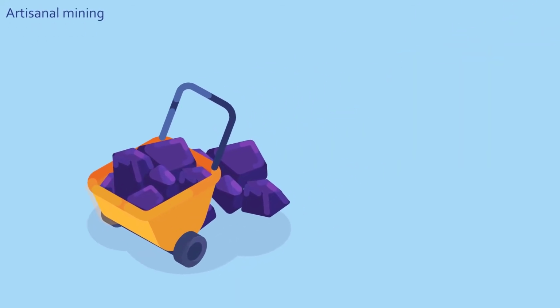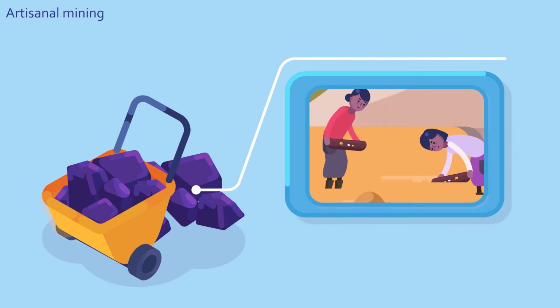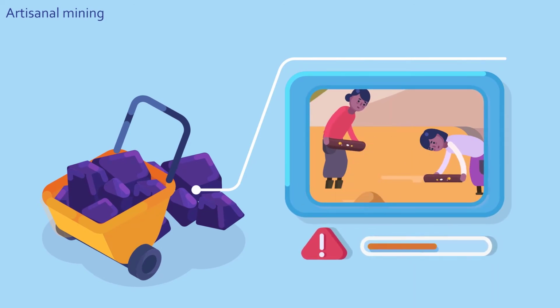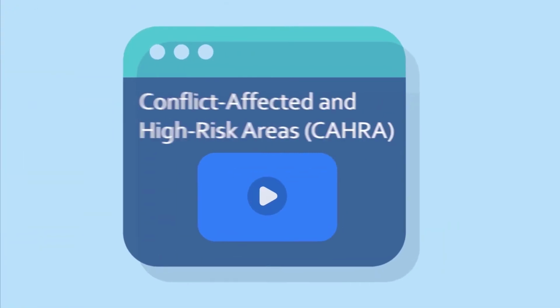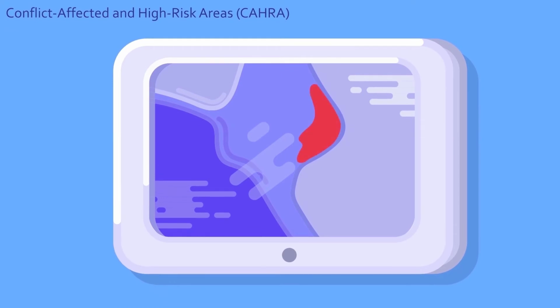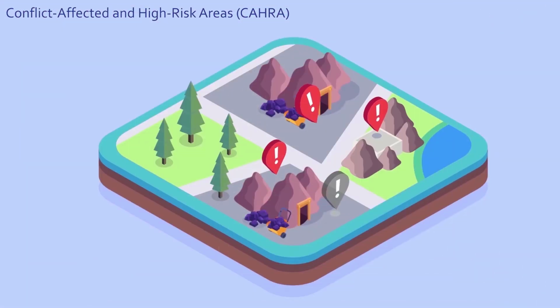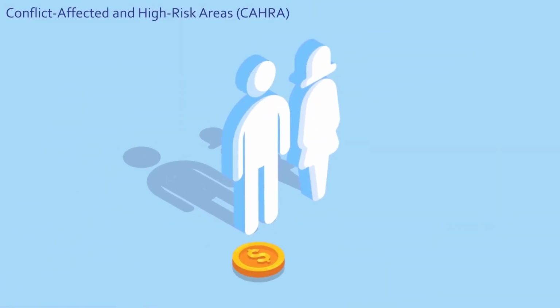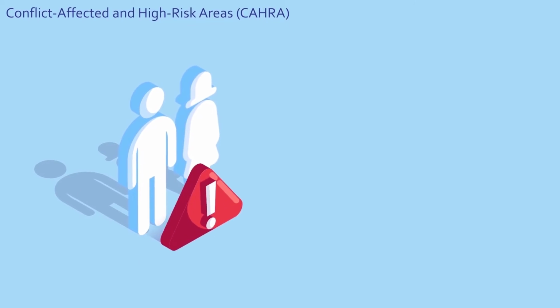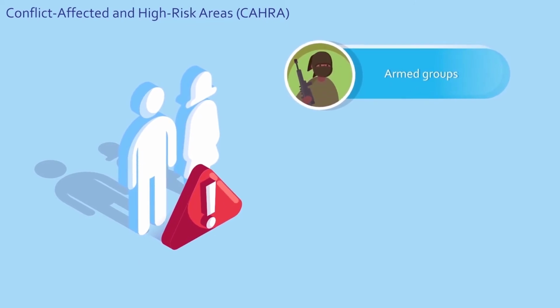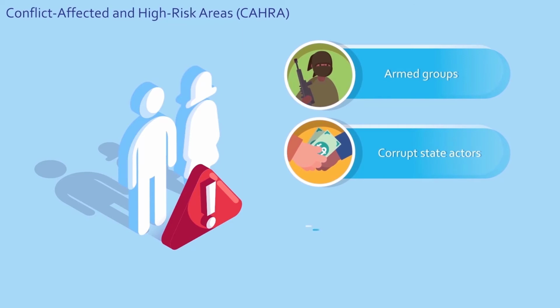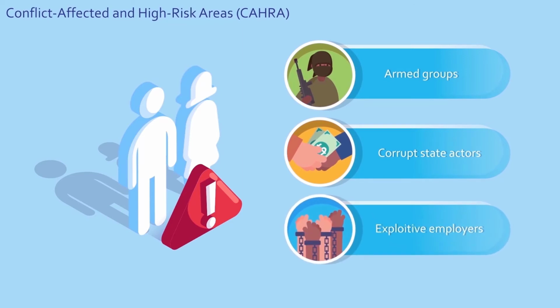Do any of the minerals come from artisanal mining operations? This sector is more likely to be informal, and the risks are higher. Are any operations found in areas with ongoing conflict or widespread corruption and poverty? People there have fewer economic opportunities. That leaves workers exposed to bad actors, like armed groups, corrupt state actors, and exploitive employers.